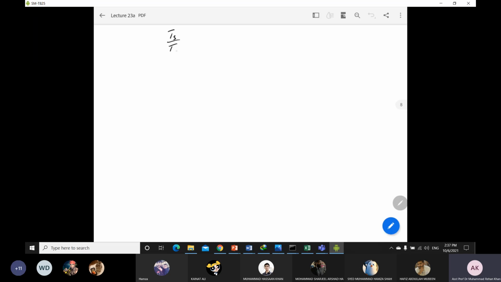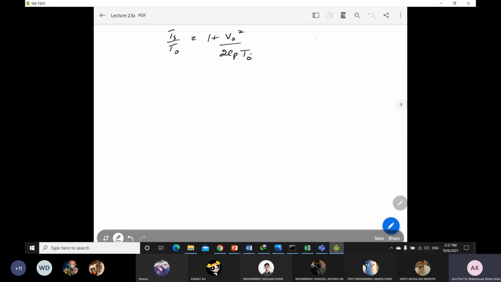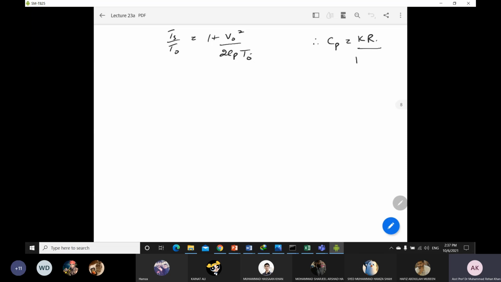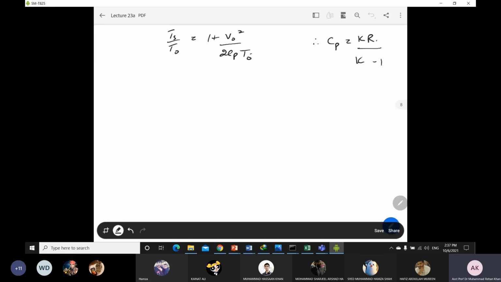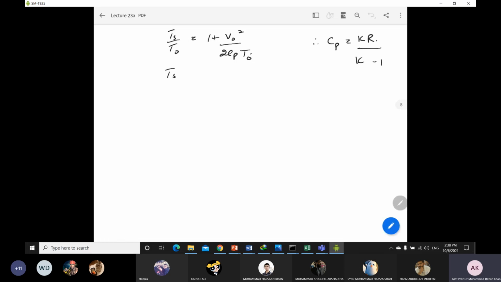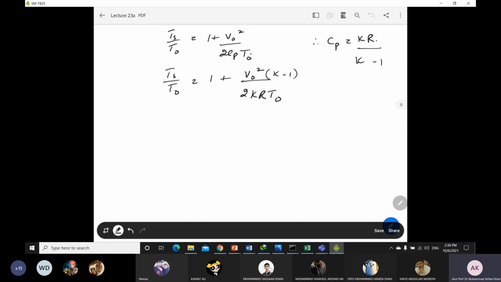So our equation becomes Ts divided by T naught is equal to 1 plus V naught square divided by 2 Cp T naught. From the previous lecture, Cp is equal to K R divided by K minus 1. You already know this equation, so you have to plug the value of Cp in it. So our equation becomes Ts divided by T naught equals 1 plus V naught square divided by 2 K R, and K minus 1 will be in the numerator as well, and here we have T naught. Okay, so this is our equation now.